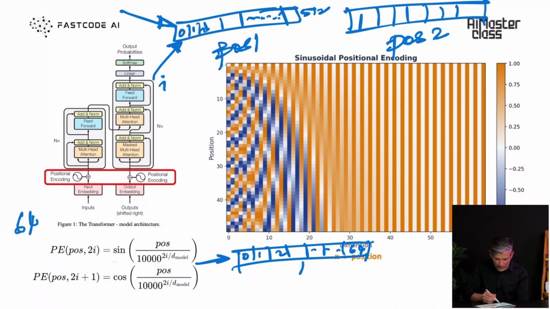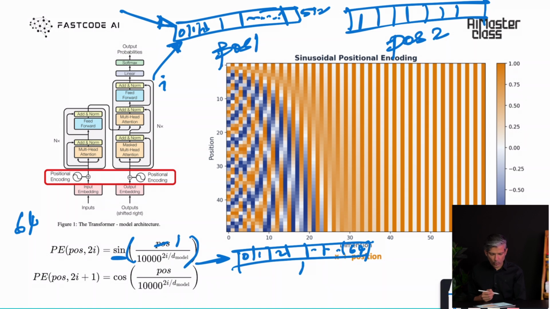So what we do is we compute sine of position. Position for now is 1. And then let's say i is 0, so we do 2 into 0 upon 64. So it becomes 10,000 to the power 0, which is 1. So we do a sine of 1.